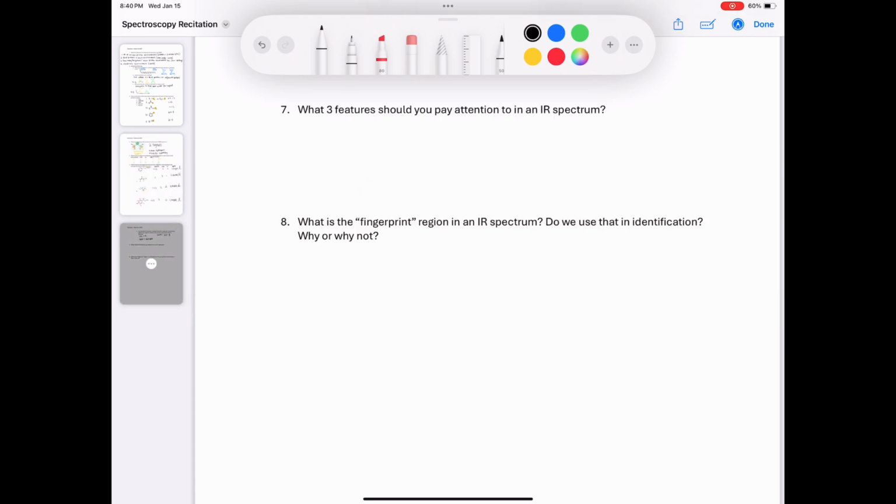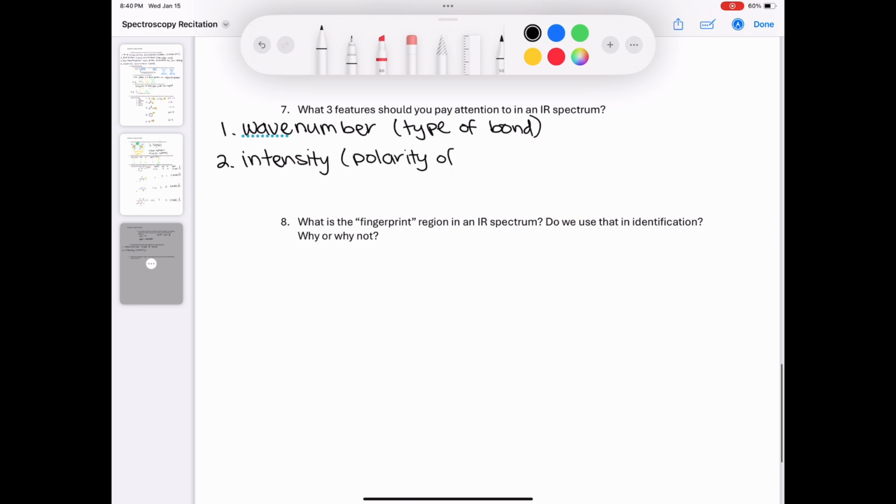Now shifting over to IR, we're asked to identify 3 features that we should pay attention to. The first one is wave number. This tells us the type of bond that is going to be represented by the signal. Number 2 is the intensity, and this tells us the polarity of the bond. So the more intense the signal, the more polar the bond, because increase in polarity is correlated with an increase in percent transmittance, which is what the signal on the graph is showing us.